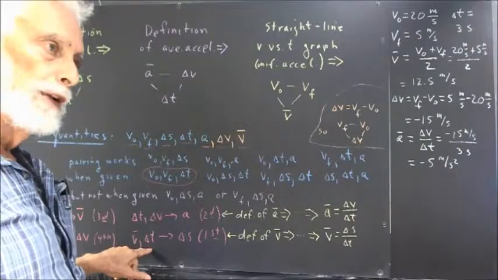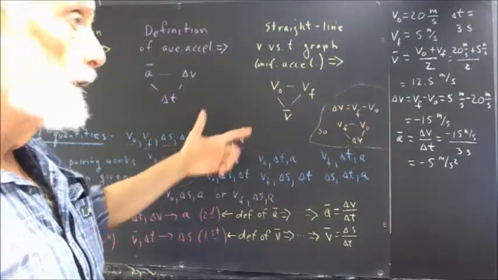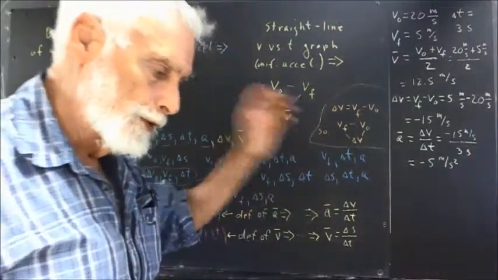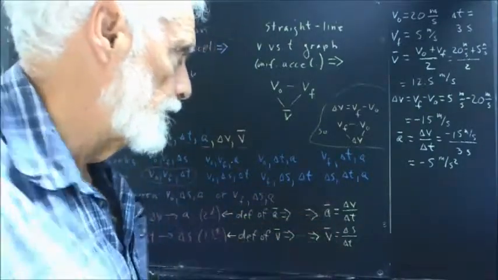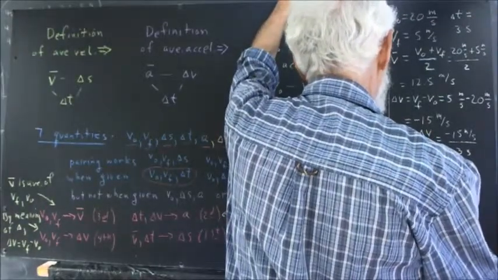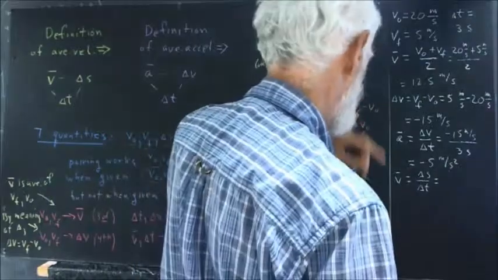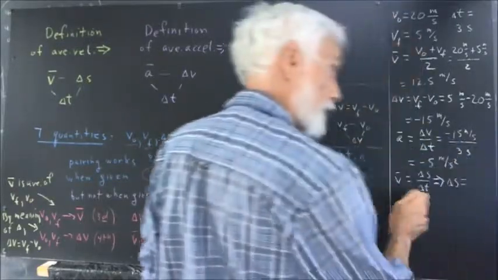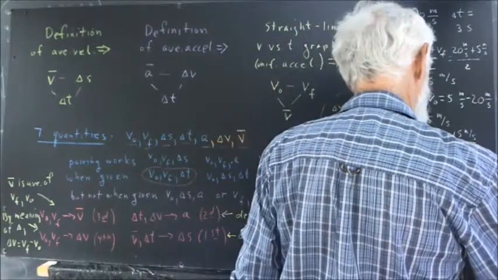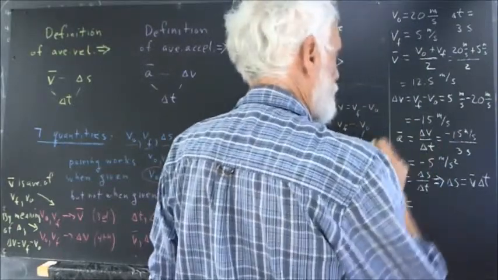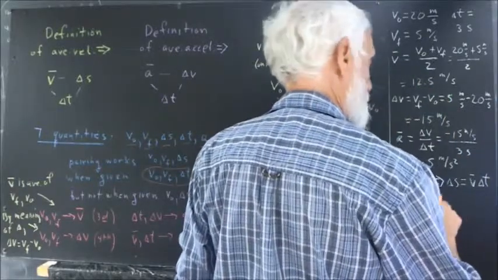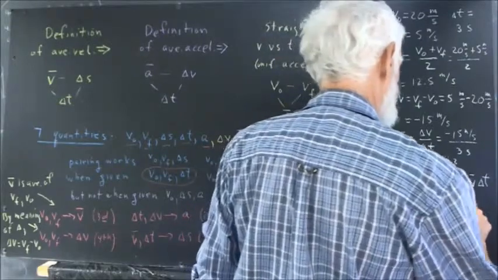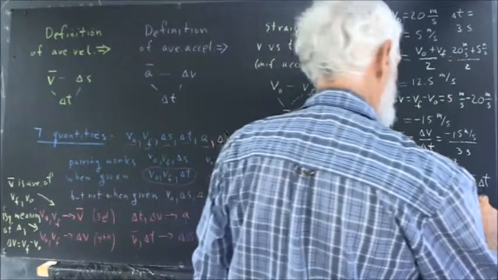Okay, now finally, V bar and delta T. The definition of average velocity is the average rate of change of position with respect to clock time. By the definition of rate of change, that is change in position divided by change in clock time, which is delta S over delta T. So we get V bar equals delta S over delta T. Okay, never mind, we don't know delta S. We're trying to find delta S. And by solving this equation, we multiply both sides by delta T, as we should well know by now. We get V bar times delta T, and that's going to be what? Our V bar is 12.5 meters per second. Our delta T is 3 seconds. And when we multiply that out, we get 37.5 meters.